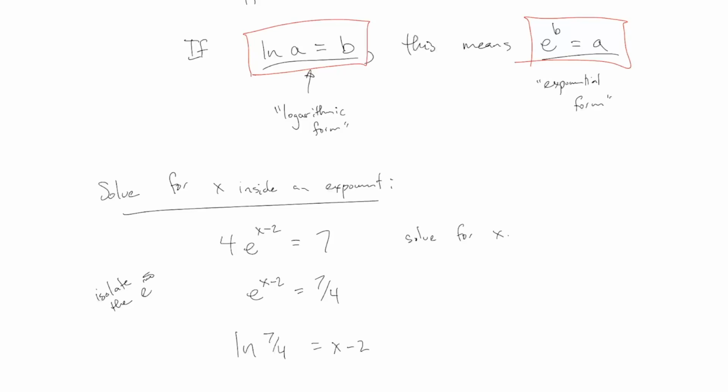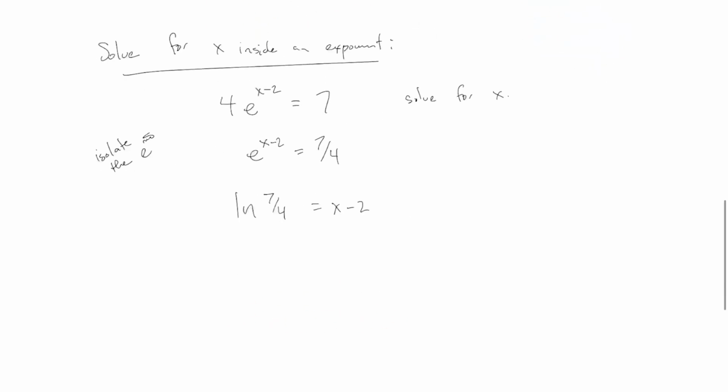In fact, this is basically the only way to solve for x in an equation like this. When x is inside of the exponent, you have to do something like this to get it out of the exponent. And anyway, now we can solve for x. X equals, you add 2, right? So it's 2 plus natural log 7/4. There you go. This is how we solve for x inside of an exponent.